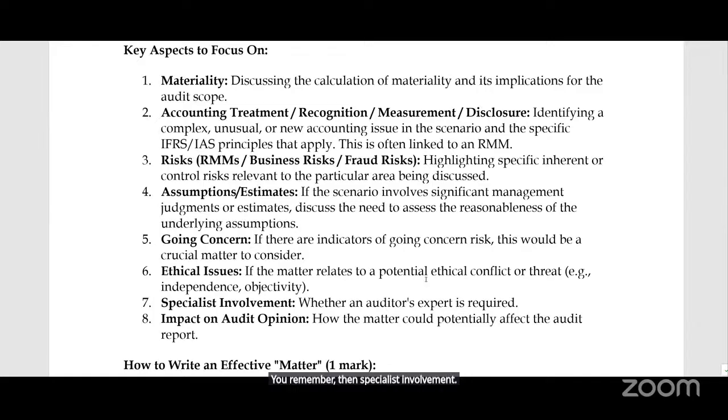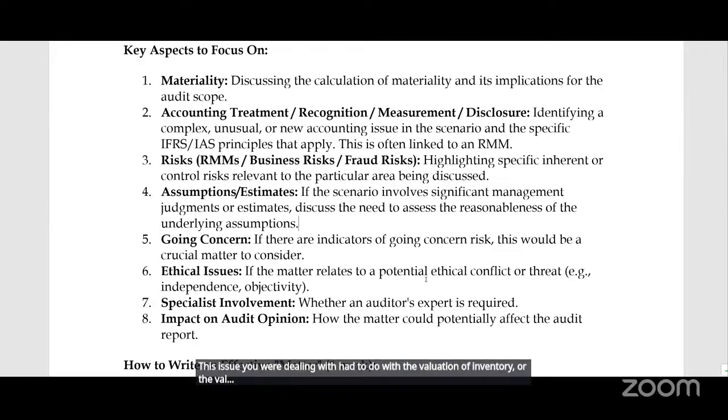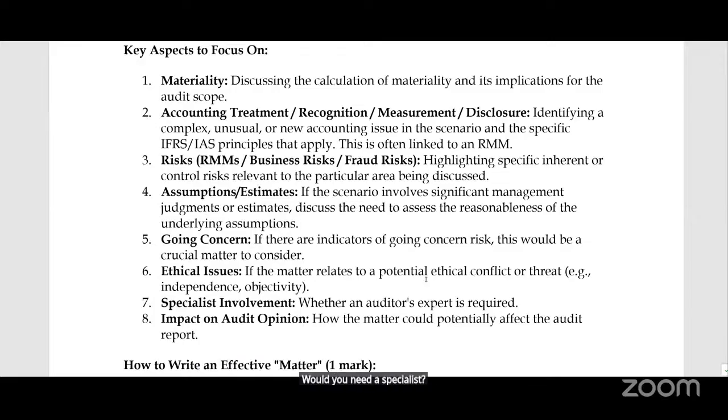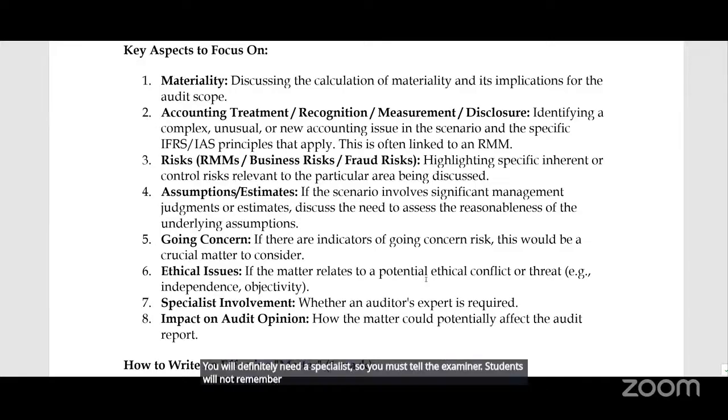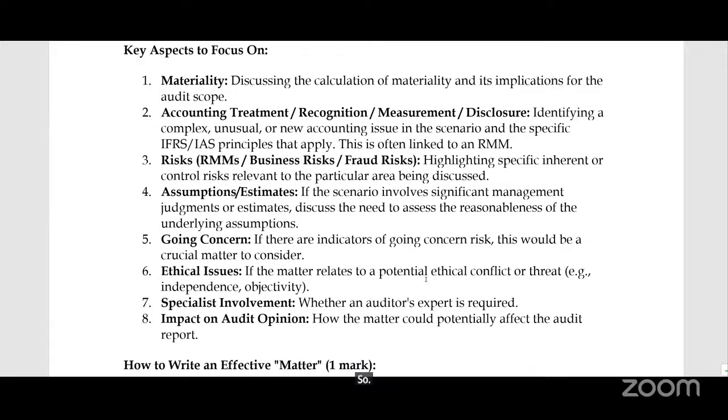Do you need a specialist? Let's say this issue you were dealing with had to do with the valuation of inventory, or the valuation of specialized equipment. Would you need a specialist? Yes, you will definitely need a specialist. So you must tell the examiner. Students will not remember this. I'm telling you. So this area, once you understand it, you understand most of the components of the audit exam.